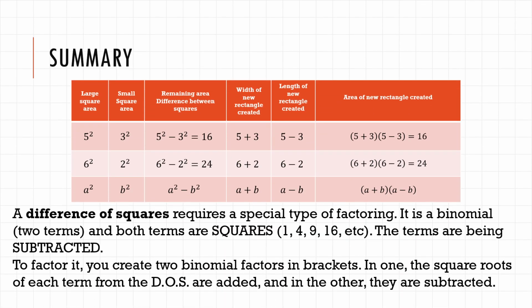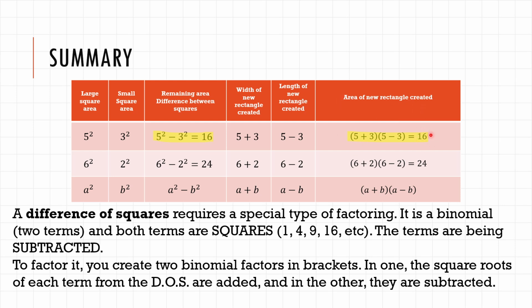So the summary of what we just did, this investigation, right? We started with a large square. We cut out a small square. So the remaining area would be the difference between the area of those two squares. So 5 squared minus 3 squared, or 6 squared minus 2 squared, or just A squared minus B squared. And we found that the new rectangle that we created had a length and a width as follows. And there was a bit of a pattern here, right? When we took a square of 5 squared minus 3 squared, we ended up with this expression for the area of the rectangle.